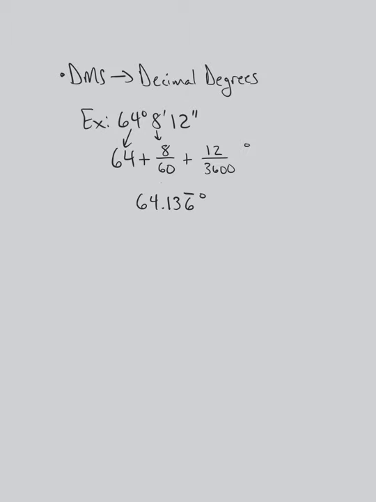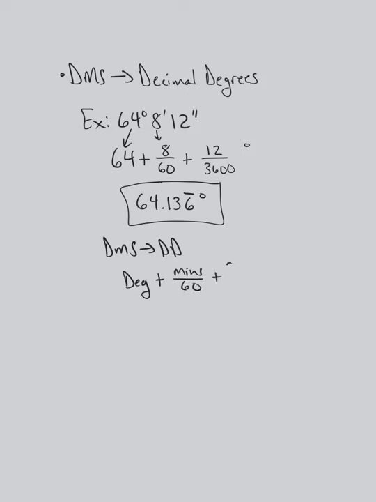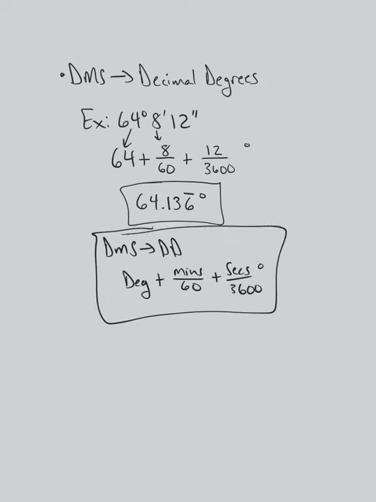All right, and so that would be the angle in decimal degrees. In general, if you want to go from DMS to decimal degrees, all you do is type in the degrees plus the minutes over 60 plus the seconds over 3,600, and that gives you the degrees right there. Now to do the other, we go just the opposite direction.